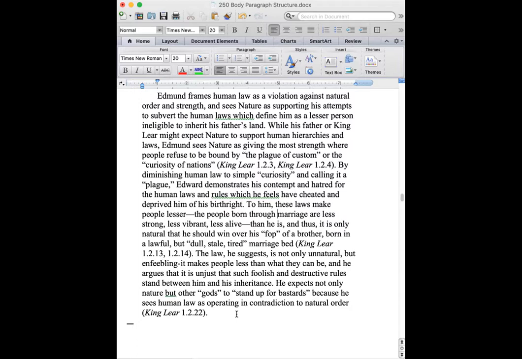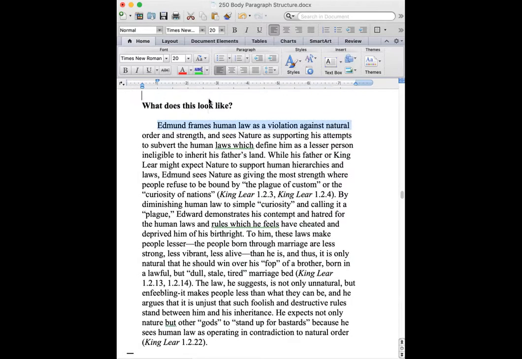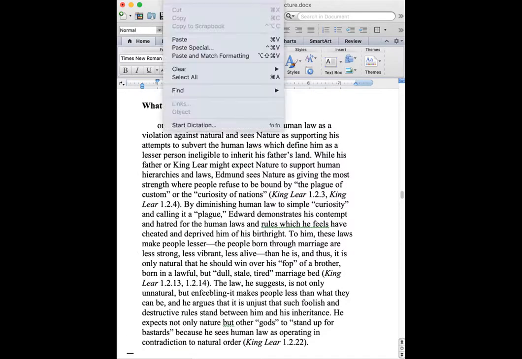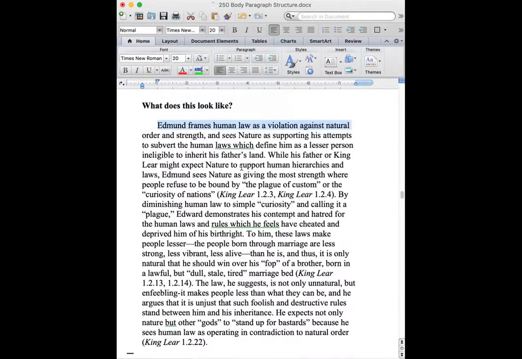But I just kind of wanted to show the anatomy of this particular paragraph because it's following these rules. So if you look at this first sentence, you'll see that it's a claim. This sentence is your topic sentence claim. Edmund frames human law as a violation against natural order and strength and sees nature as supporting his attempts to subvert the human laws, which define him as a lesser person ineligible to inherit his father's land. Now that's a mouthful, right? But it is a claim.